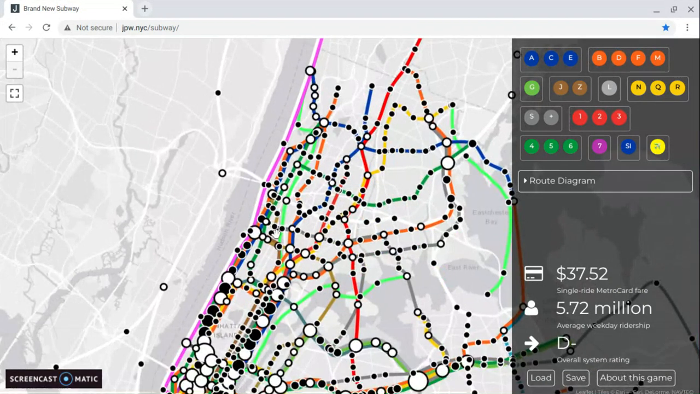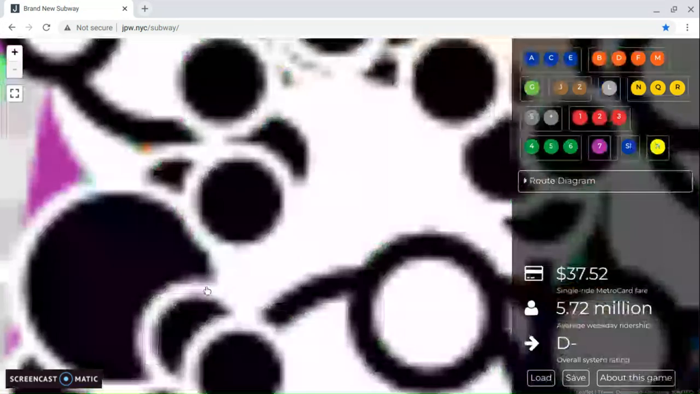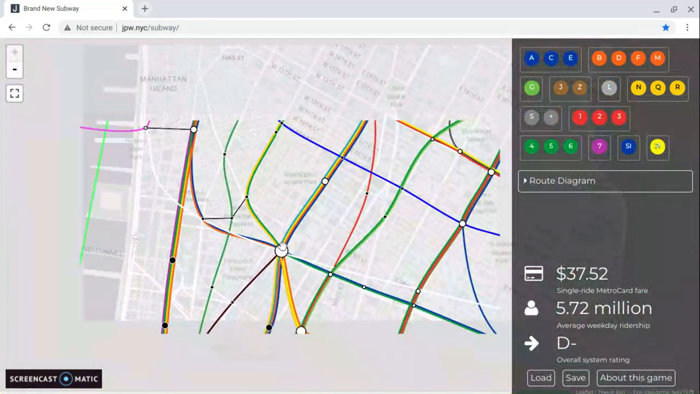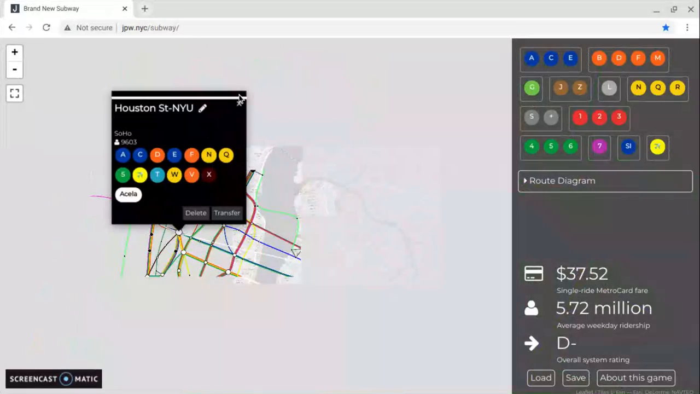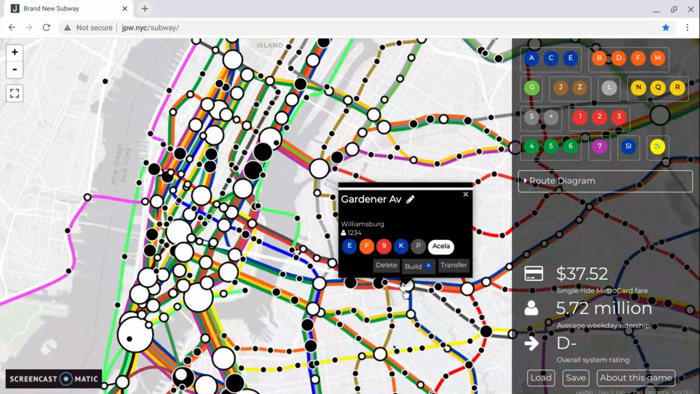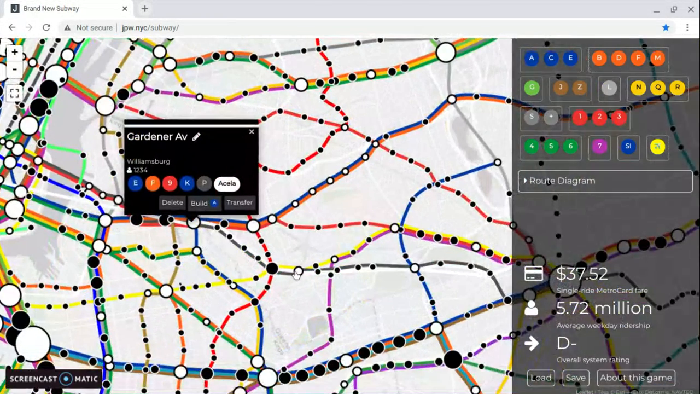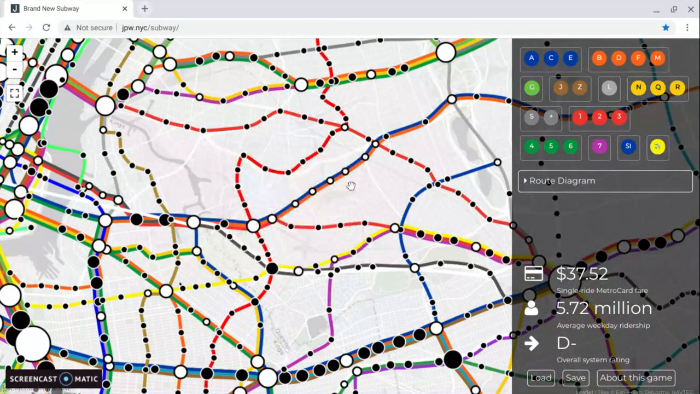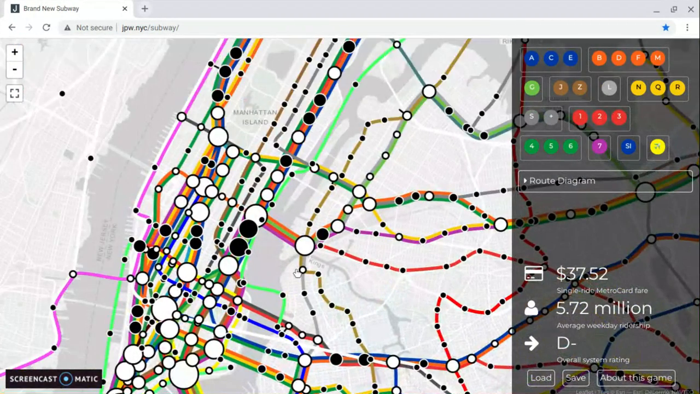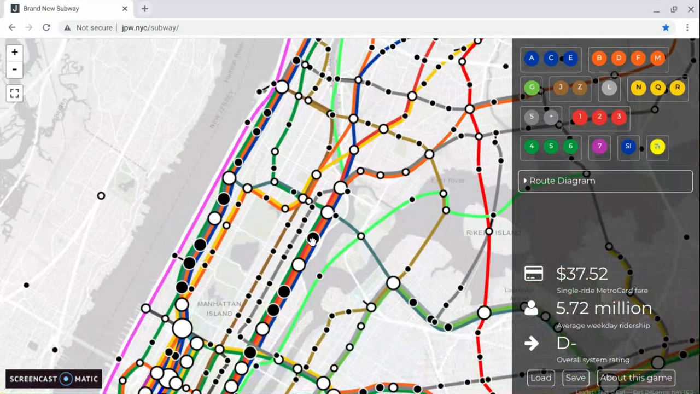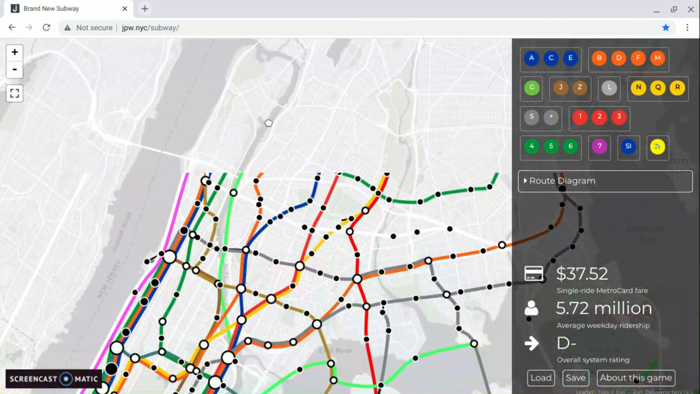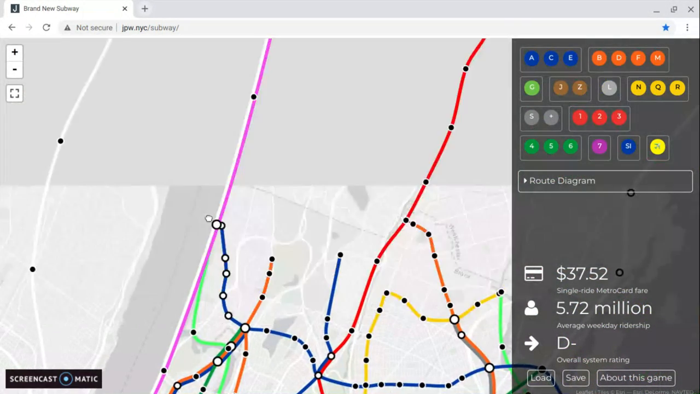It stops in Houston at Gardner Central Avenue, Auto Road, Gardner Avenue, Houston Street, NYU, North River Piers, Henry Hudson Parkway, and then Riverdale. Those are the stops it makes.